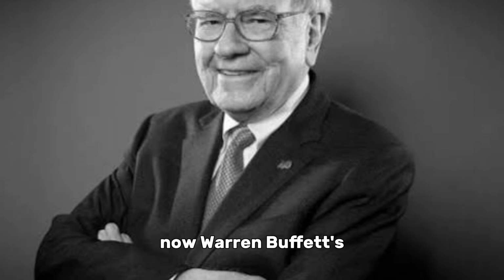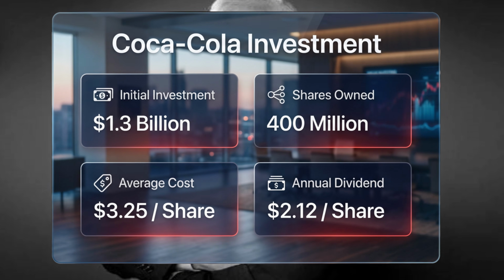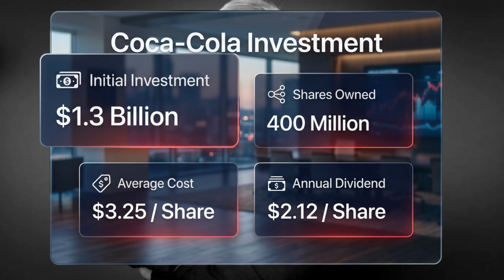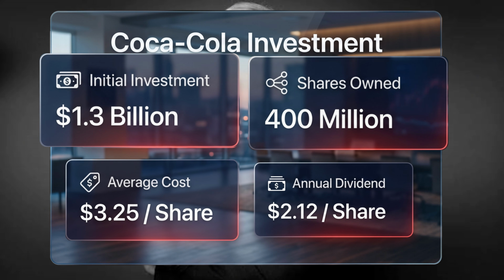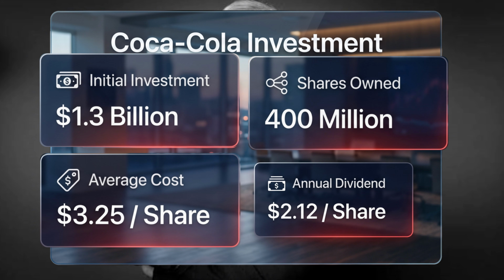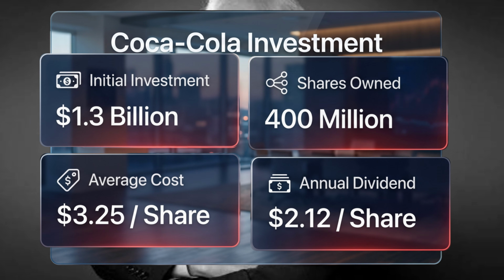Now, Warren Buffett's the greatest example of this with Coca-Cola. Initial investment, now these are big dollars, but the percentages will be the same. Initial investment, $1.3 billion. He owns 400 million shares. The average cost per share was $3.25. It currently pays an annual dividend of $2.12. So his annual dividend income is $848 million. But here's the thing, the yield on cost is 65%.